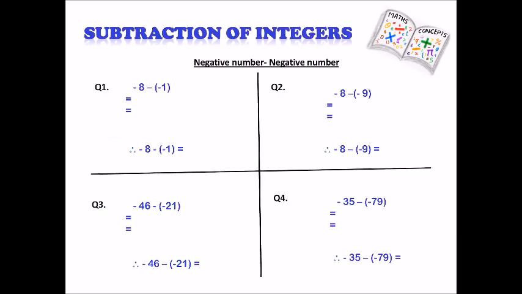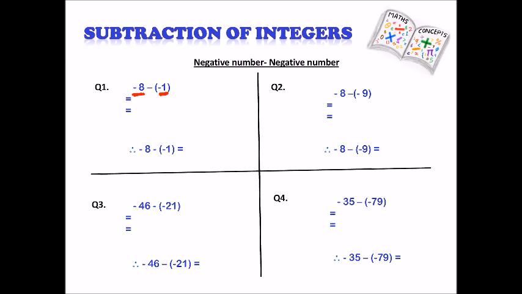Now last case, negative number minus negative number. Here answer could be negative or positive depending on whether we subtract a bigger number from smaller number or smaller number from bigger number. Okay, first example, minus 8 minus minus 1. Which one do you think is bigger? Of course minus 1 is bigger, so answer is going to be negative.